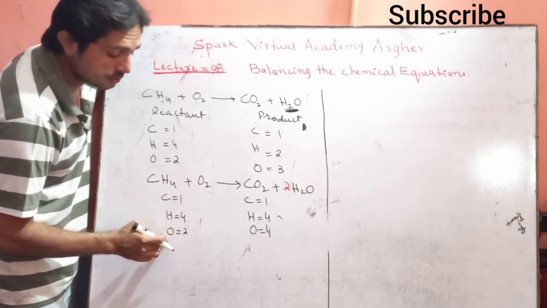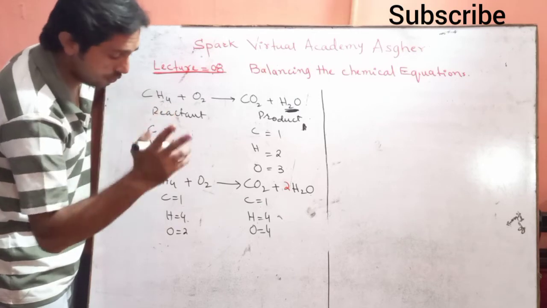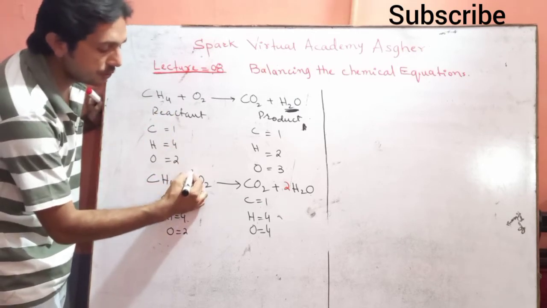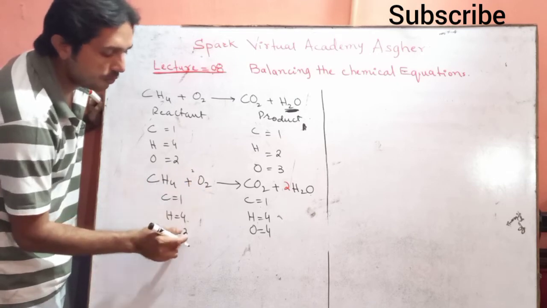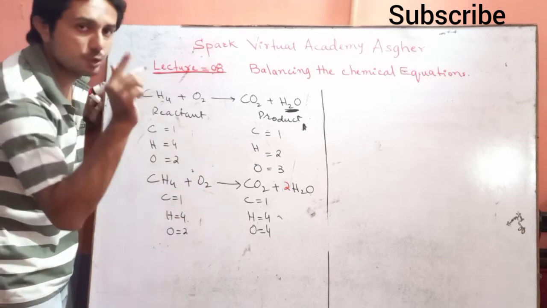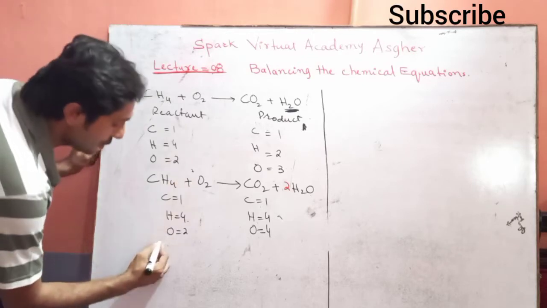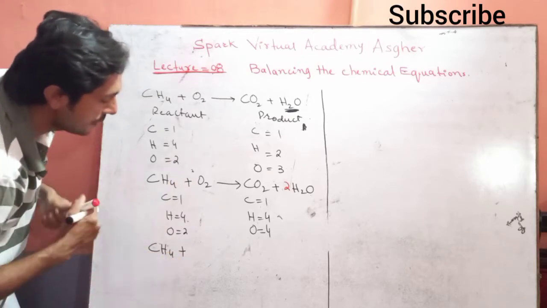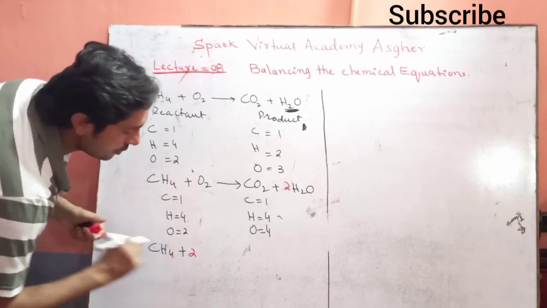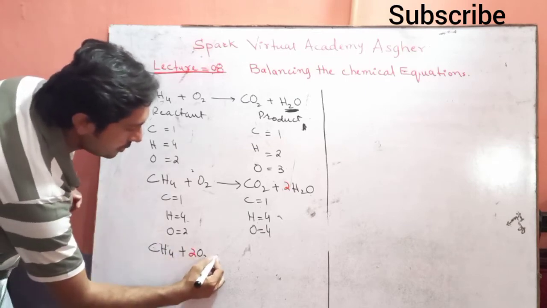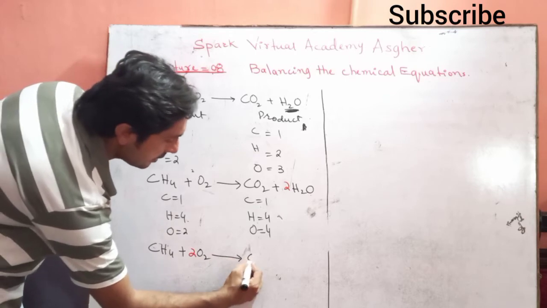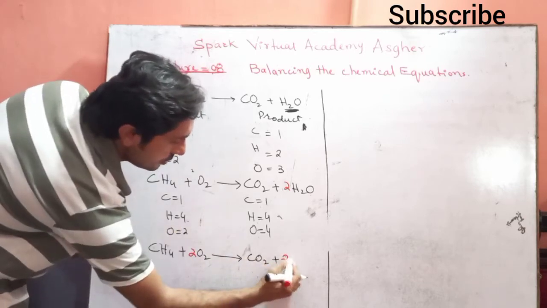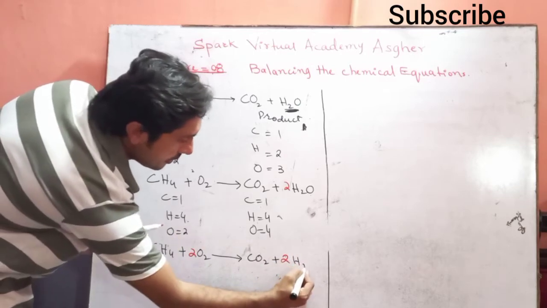Now at the reactant side, we have 2 oxygens. So you can see here, the oxygen is single. So we can put 2 here and it becomes 2 times 2 is 4, and it will be balanced automatically. So in the last step, we are going to put this 2 in front of the oxygen. You would write down the equation the same: 2 and then O2, and then CO2 plus, and then 2 and then H2O.